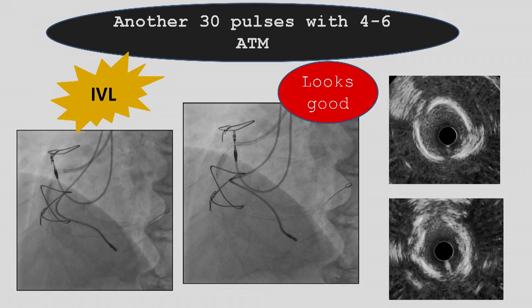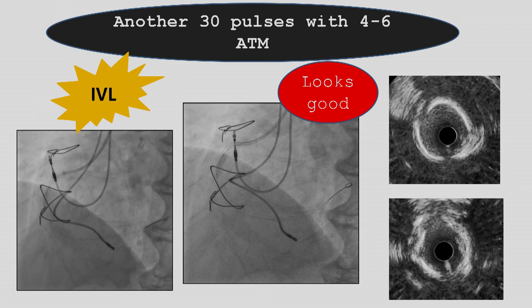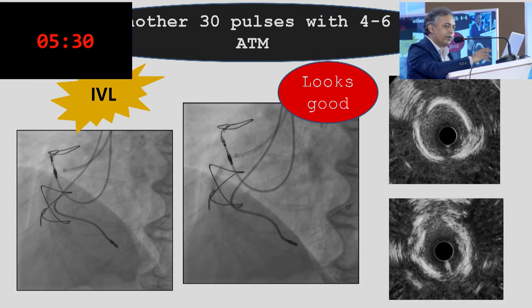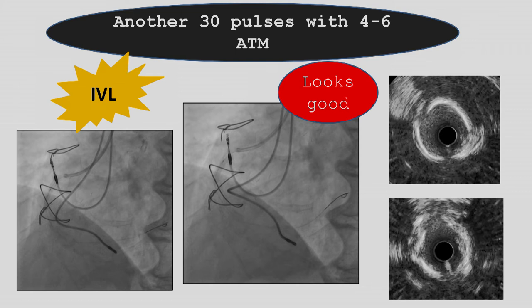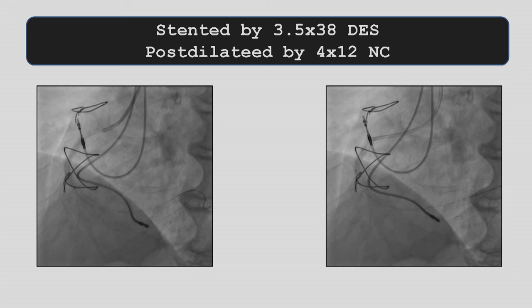So another 30 pulses we have given with 4 to 6 atmospheric pressure, and now you can see the IVL balloon has become uniform here, and you see on the right side the cracks. It has become very much softer than it was before. So then easily it has been stented and then post dilated.